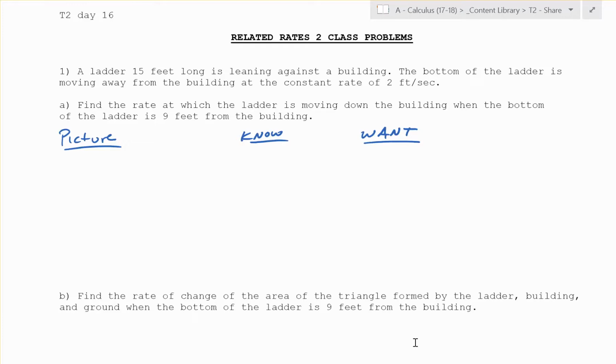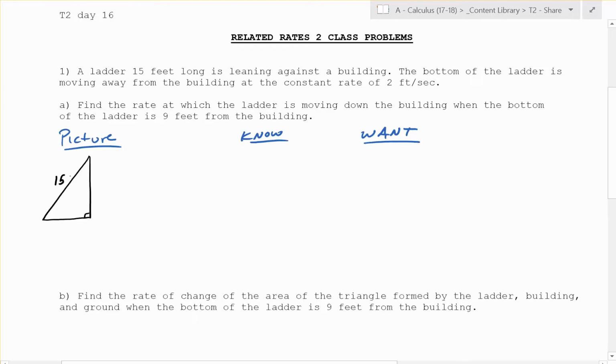In this question, a 15-foot ladder is leaning against a building, and I've already populated the question with the three words we need to start with: picture, know, and want. So we have a ladder that's leaning against a building. So we have another right triangle. So that's awesome. We're dealing with a right triangle, and the ladder is 15 feet long.